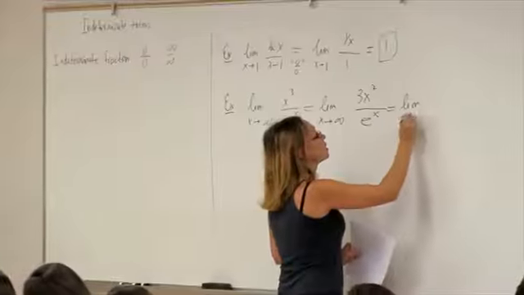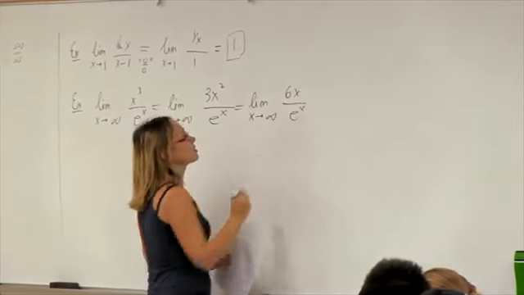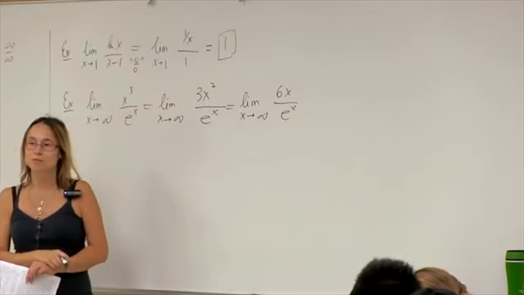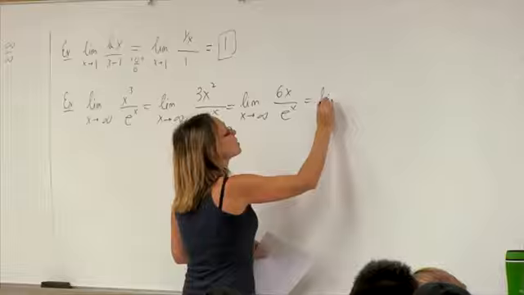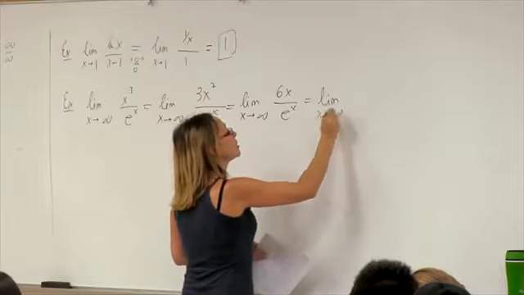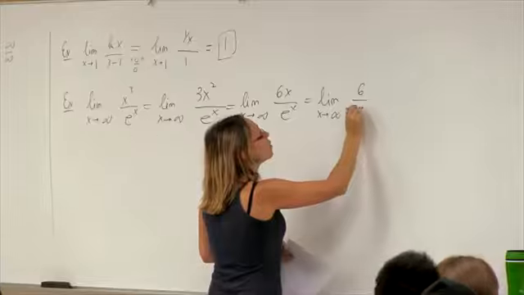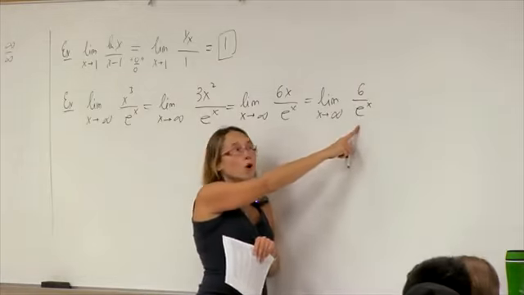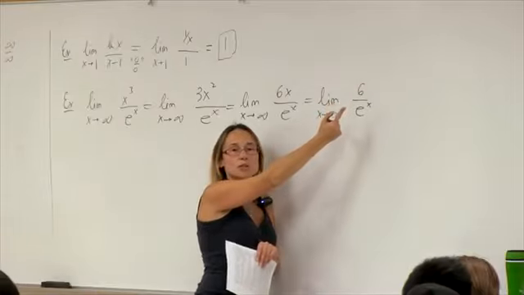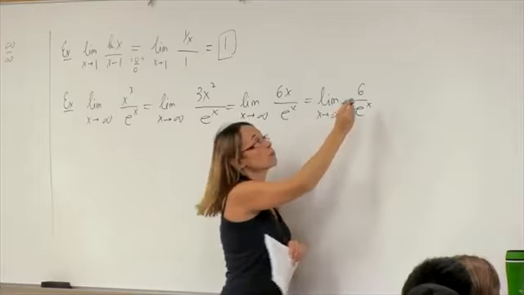This is the limit as x goes to infinity of 6x over e to the x. Another indeterminate form. But this one contains only the first power of x. So only one more step separates us from the answer. So we have 6 over e to the x. Is this an indeterminate form? No, because the numerator is 6. It's a constant. It doesn't go to infinity. The denominator goes to infinity. So what's the answer? 0.